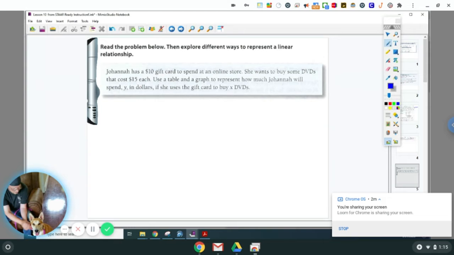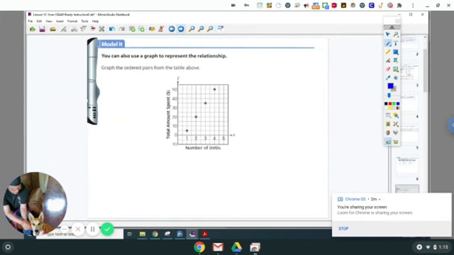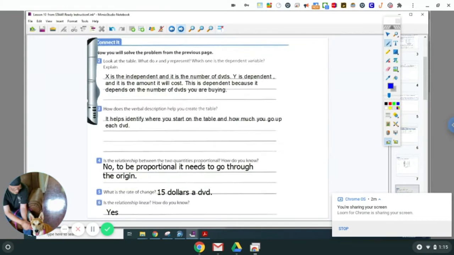So there's this problem, and we're going to explore different ways to do this. It says Joanna had a $10 gift card to spend on an online store. She wants to buy some DVDs that cost $15 each and use a table and a graph to represent how much Joanna will spend, y in dollars, if she uses the gift card to buy x number of DVDs. So here's a table to represent this. And then here's a graph.